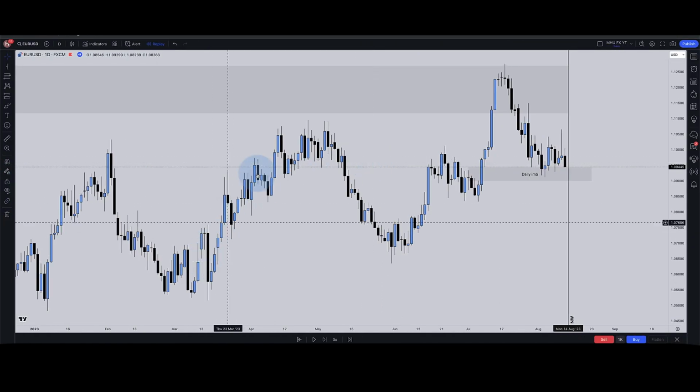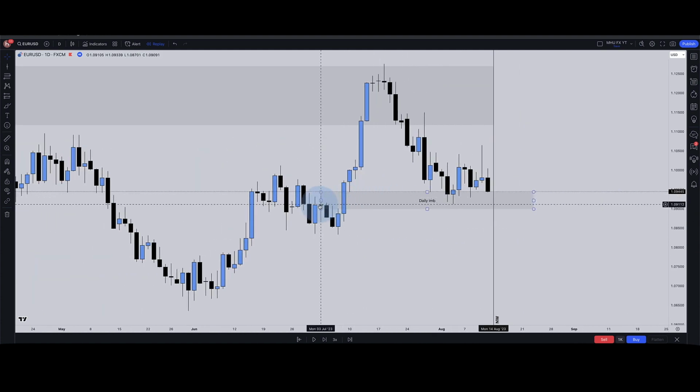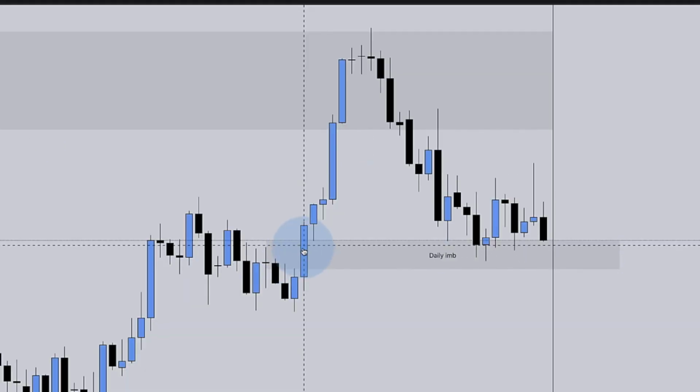You see price was making higher highs and higher lows. We can blatantly see that. If I just zoom into price now, I'm looking right here. I've got my daily imbalance marked up. If you've been watching my channel for some time, you should know what an imbalance is. Some people call it a fair value gap. It's the same thing. Here's my daily imbalance.